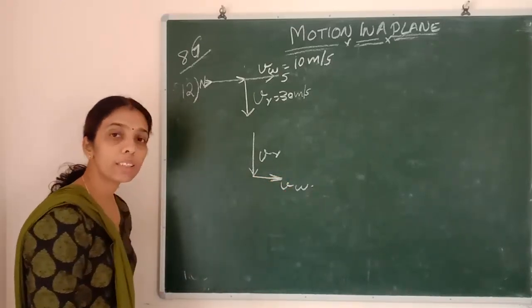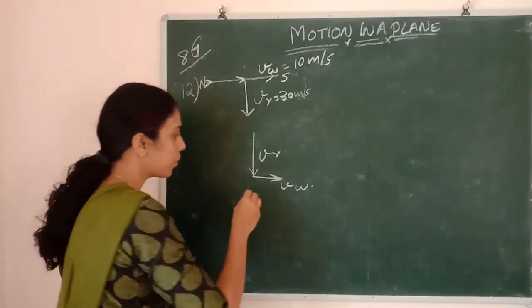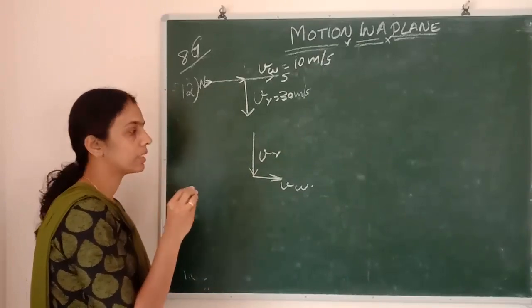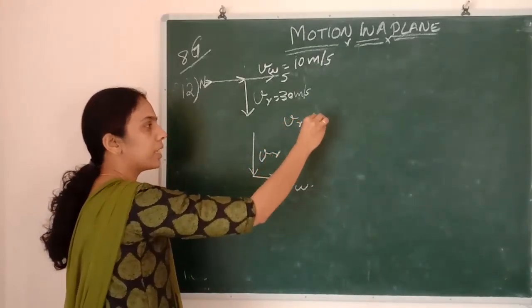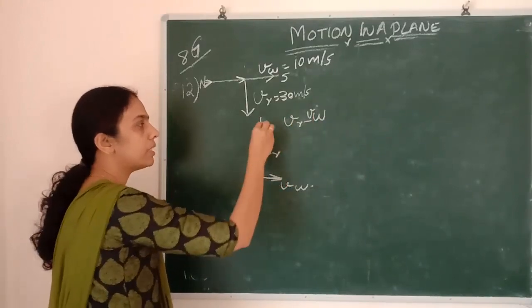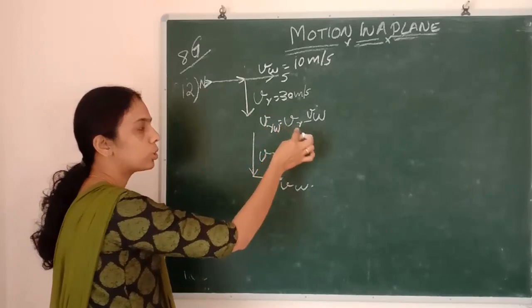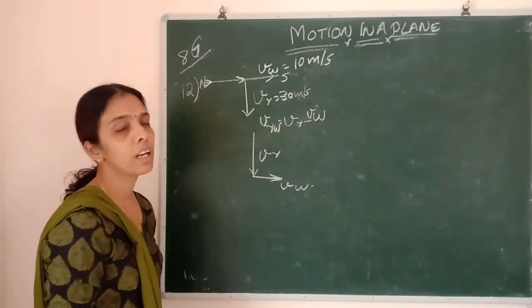Okay, so in which direction should she hold her umbrella? She should hold it in the direction of the relative velocity. Relative velocity means VR minus VW. So we should find VR, rain with respect to W. She should hold her umbrella in the direction of VR minus VW.